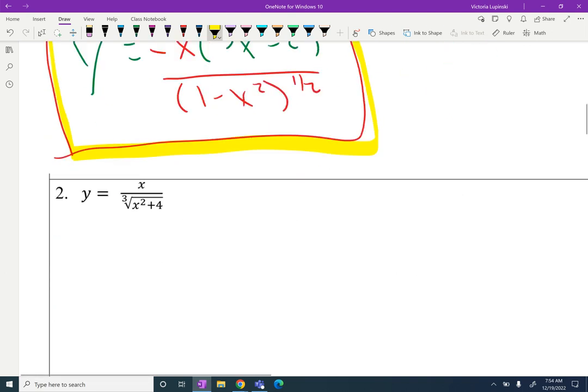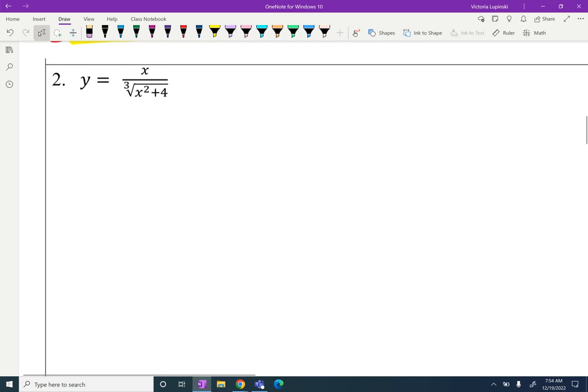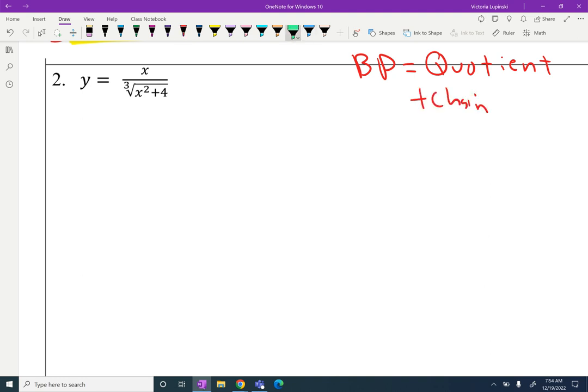Okay, so let's go ahead and take a look at number 2 then. I tried to leave you a lot of space, but still make sure that you're using it wisely because there's quite a few steps. From here, if I was to ask you for the BP, which I mean big picture, what kind of rule am I going to have to use to take the derivative of this? The quotient rule. I think somebody said product, guys, it's divided, so it's a quotient. And then again, you may or may not need the chain rule. So it's good to just have an idea of the big picture here.